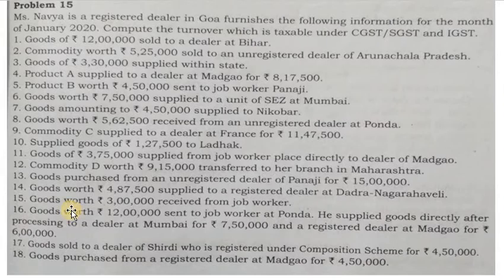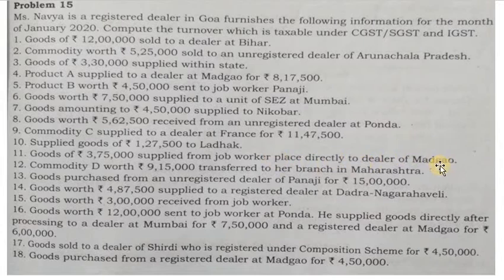So let's go to the 11th one. Goods of 3,75,000 supplied from job worker place directly to a dealer at Madgaon. See here the transaction: goods are supplied from the job worker's place directly to Madgaon. That means it is a complete transaction. Sale has happened. The job worker, even though he processes the goods, has not kept the goods for himself or returned them. What he has done is made a sale to a dealer. So it is a complete supply, a complete transaction.